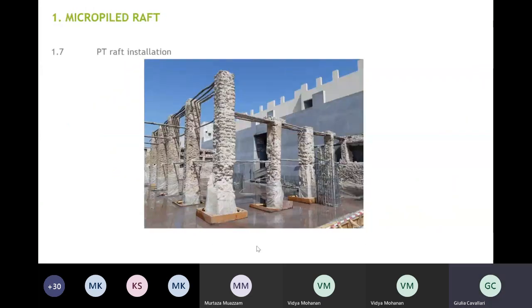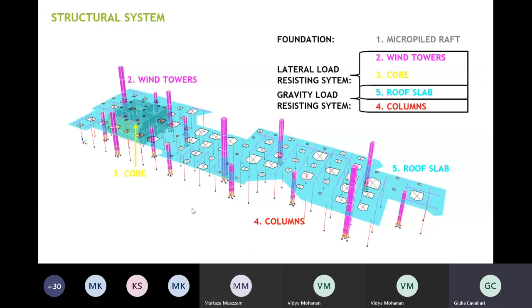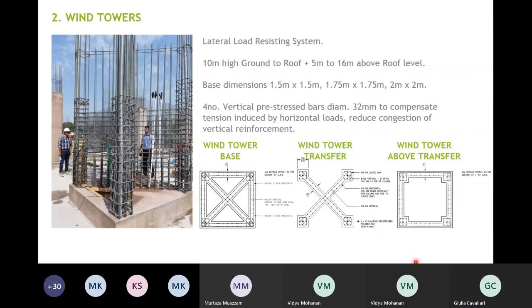So this is enough for the foundation. We are going to move up into the superstructure. I'm going to look first at the wind towers, then the core, roof slab, and columns. So the wind towers are part of the lateral load resisting system. They are 10 meters tall, and in plan they are 1.5 meters by 1.5 up to 2 meters by 2 meters. If you see the size of one of my colleagues here, 10 meters is pretty tall.